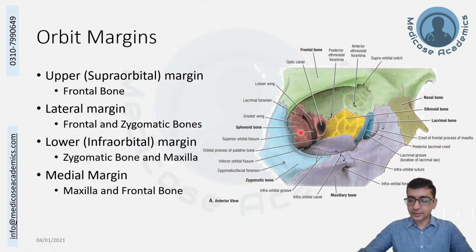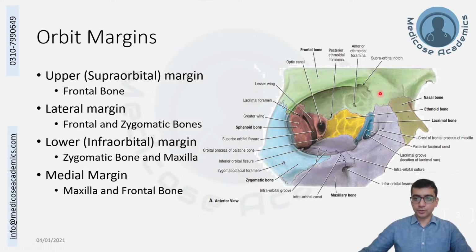Then there is the lateral wall and the medial wall. If we look at the lateral wall, it is made up of the frontal bone above and the zygomatic bone below, and in between them there is a suture, the fronto-zygomatic suture. In the medial wall, there are two bones, the frontal bone above and the maxillary bone below.